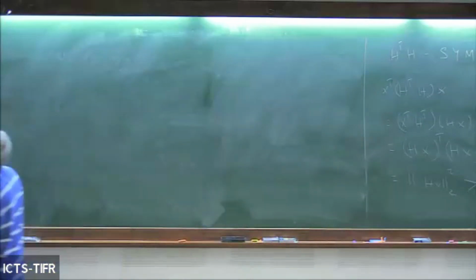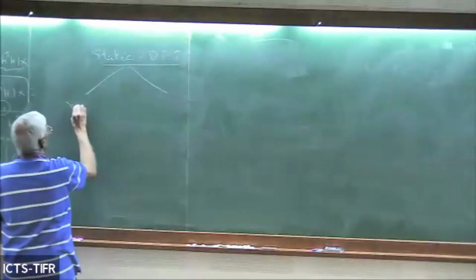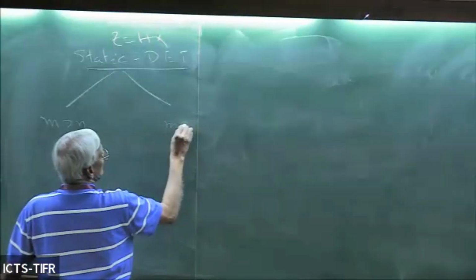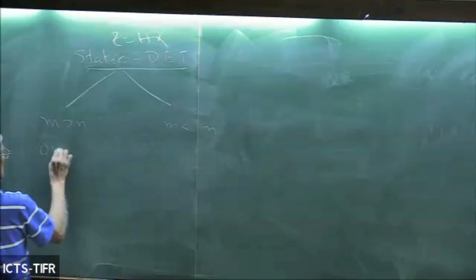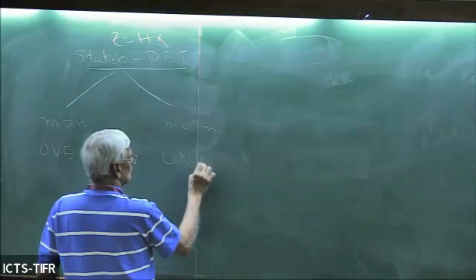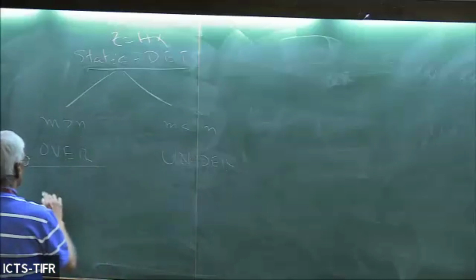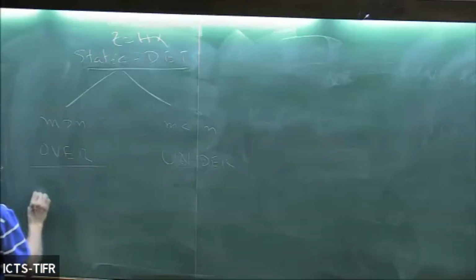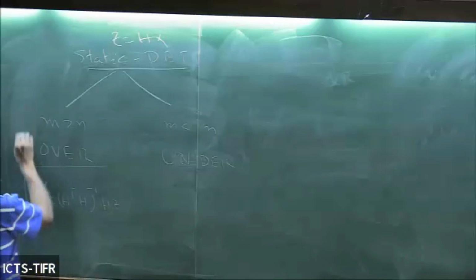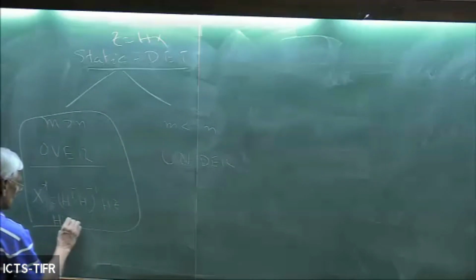So let's talk about the classification problems now. The static deterministic problem: there are two cases. M is greater than N, Z is equal to H of X, and M is less than N. This is overdetermined, this is underdetermined. And the solution for this is X. That's what we work towards today under the assumption H is full rank.